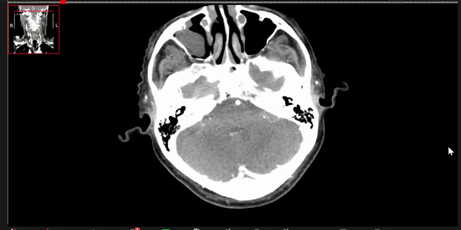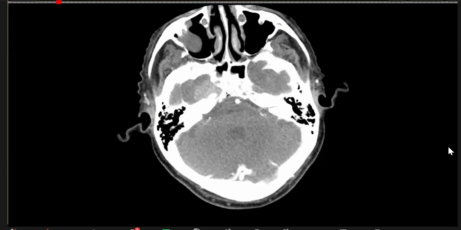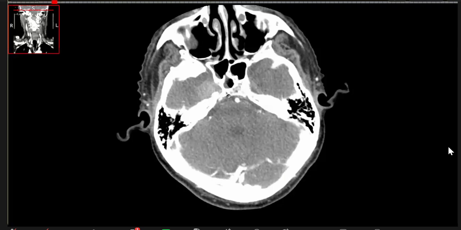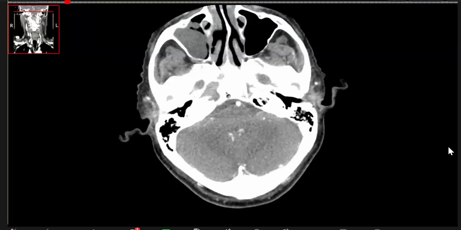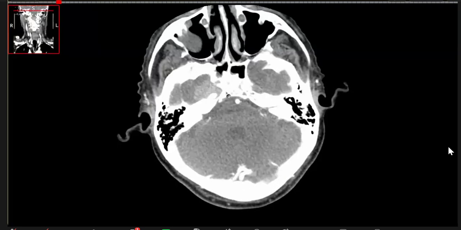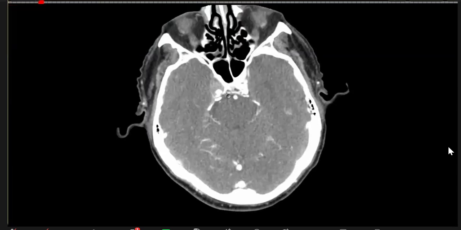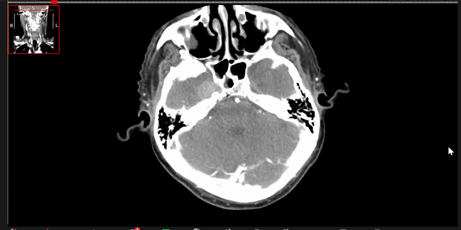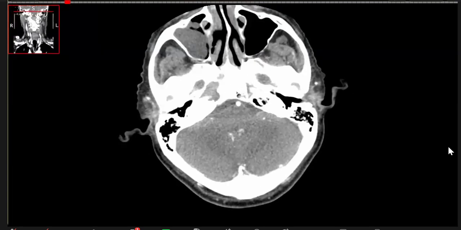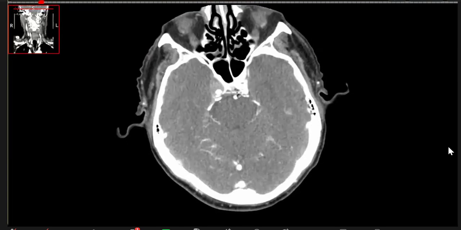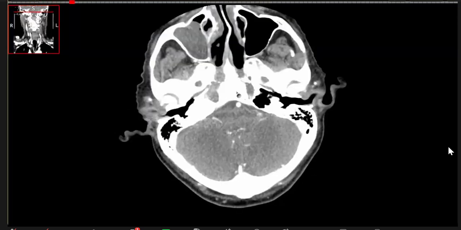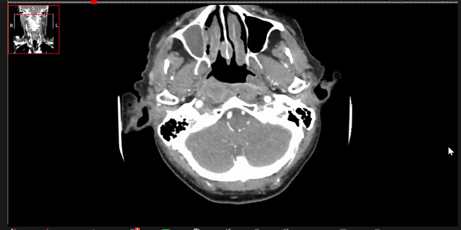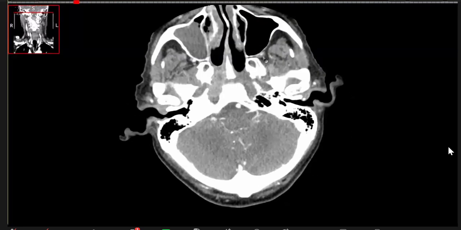So in summary, this is an aggressive lesion, likely neoplastic. So, madam, my differential could be nasopharyngeal carcinoma. Okay, thank you.